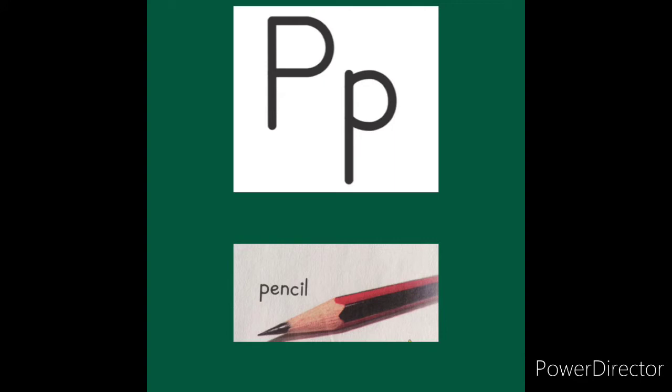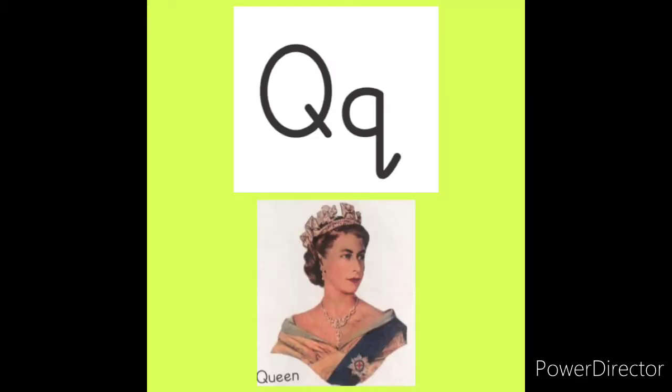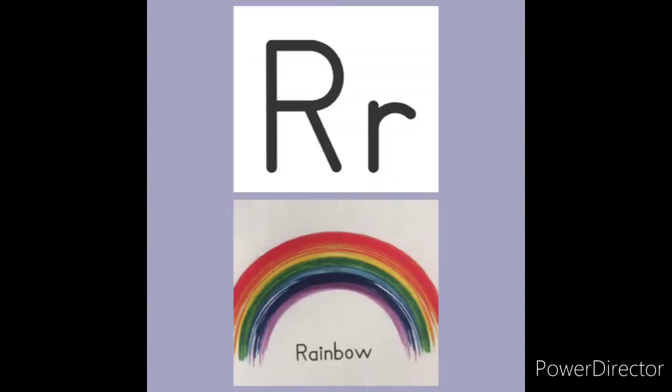Capital P, small p, Mama P, baby P for pencil. Capital Q, small q, Mama Q, baby Q for queen. Capital R, small r, Mama R, baby R for rainbow.